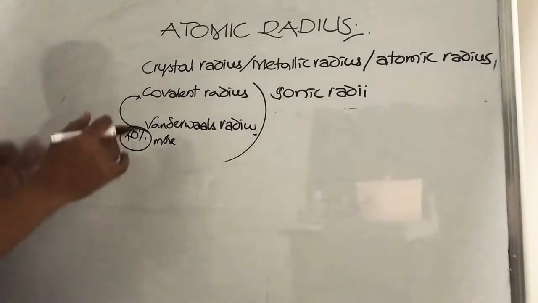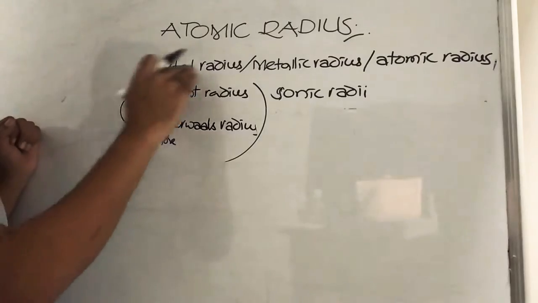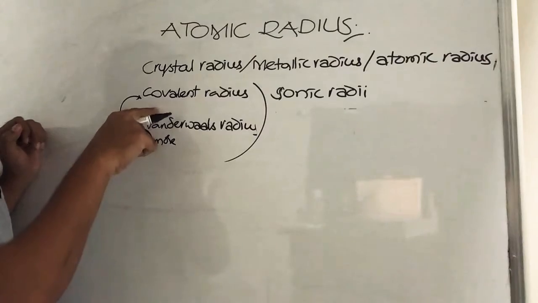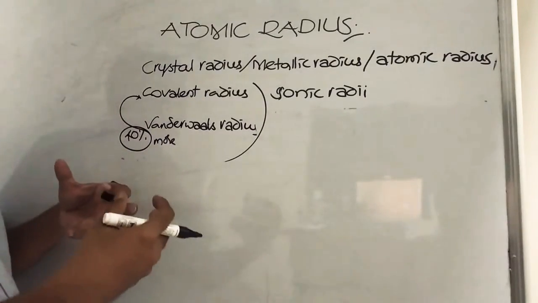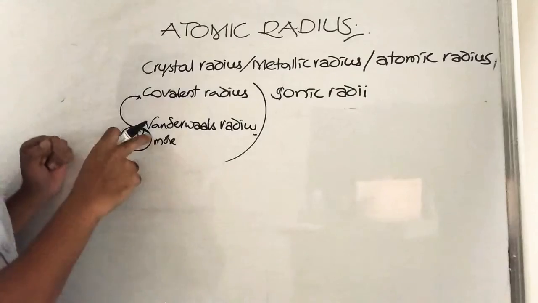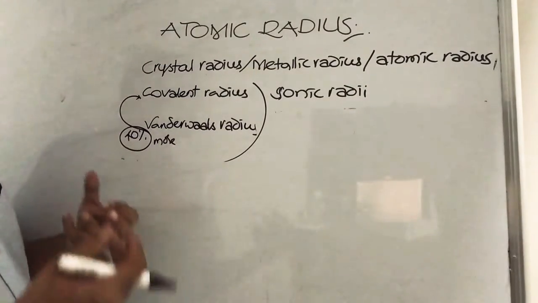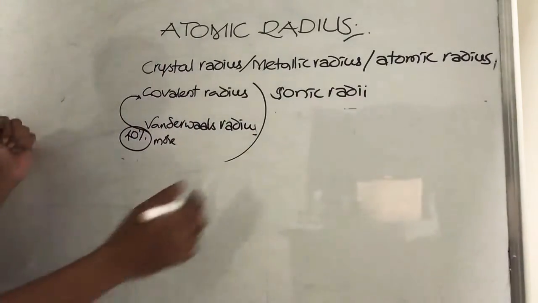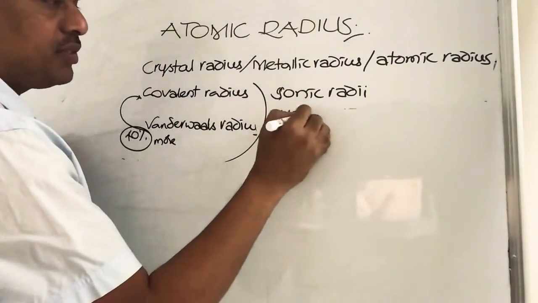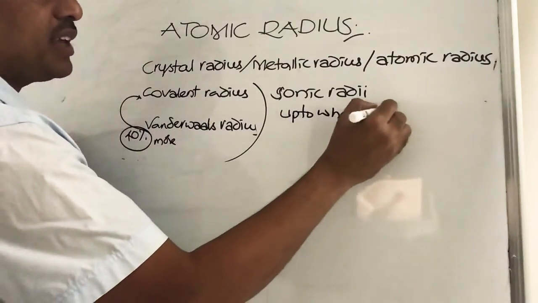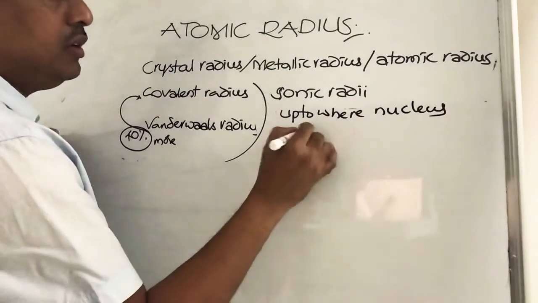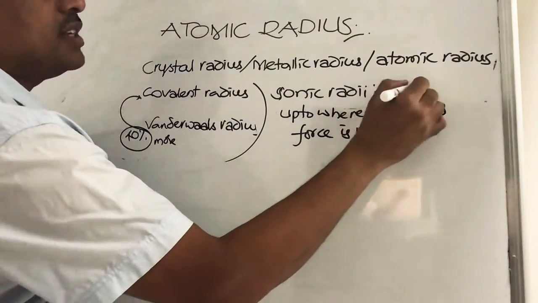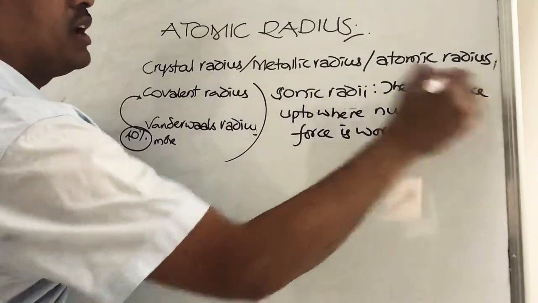Ionic radius we are not going to define like this. Here we are defining like half of the internuclear distance between the two metal atoms present in a metal crystal lattice. Here we are saying half of the internuclear distance between the two non-metal atoms which are bonded in a covalent bond. Here we are saying half of the internuclear distance between the two nuclei of different molecules. But here ionic radius means up to where the nucleus force is working. The distance up to where the nucleus force is working, you can call that is ionic radius.